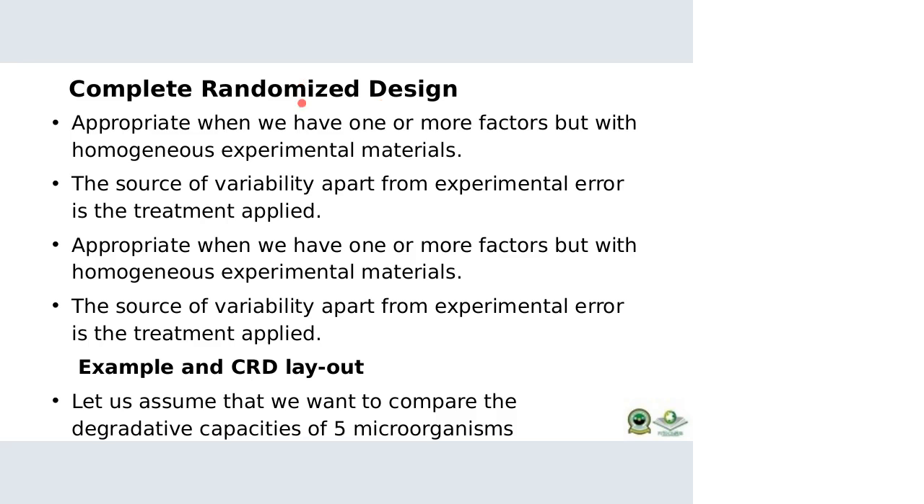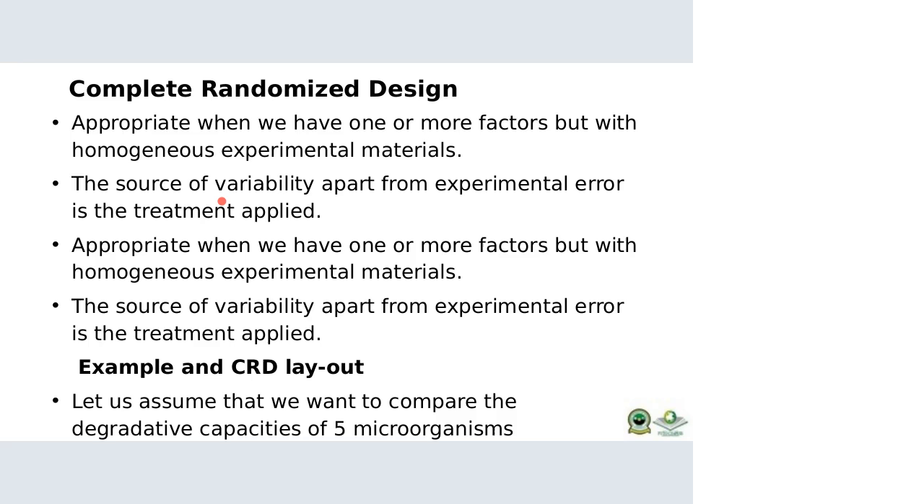Now, the completely randomized design, you normally use it when we have one or more factors, but with homogeneous experimental materials. So which means we're only looking at one or more factors. Take, for instance, in a very small area, you are considering the moisture content as it influences plant growth. So within that area, the factor you're considering now becomes soil moisture. It becomes the factor.